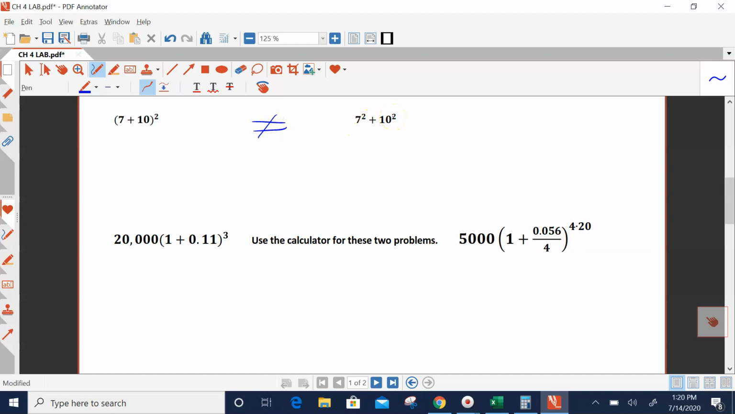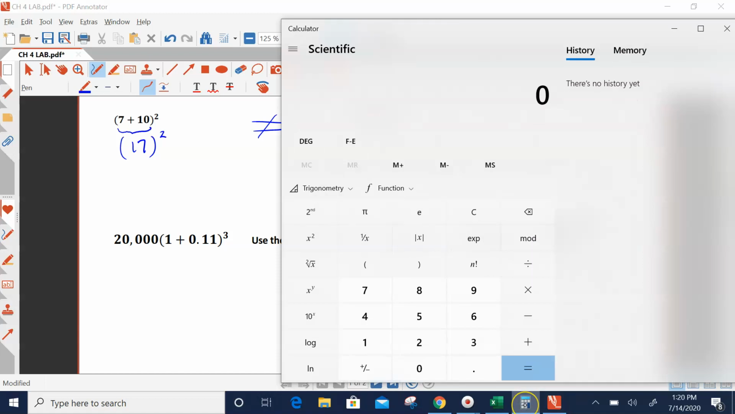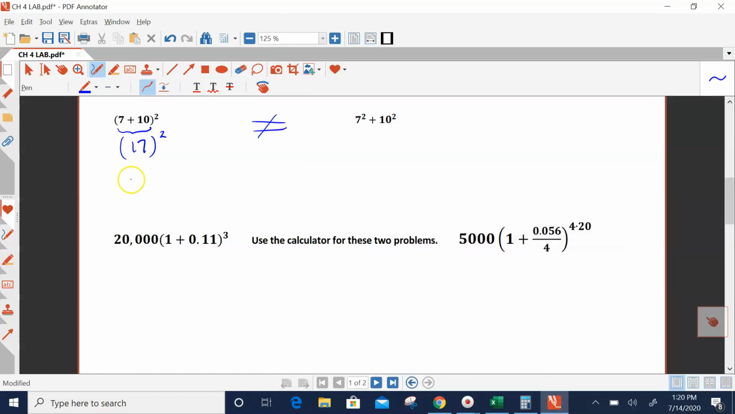And let's just do this. Let's do the order of operations. So the 7 plus 10 is in parentheses, so I need to add those up. So 7 plus 10 would give me 17. Then I need to raise that result to the second power. Well, 17 squared, let me pull out my calculator and square that, is 289. So 17 squared gives me a result of 289.